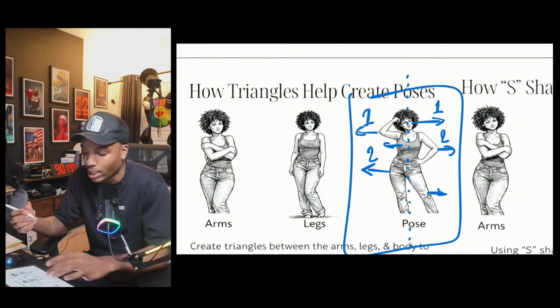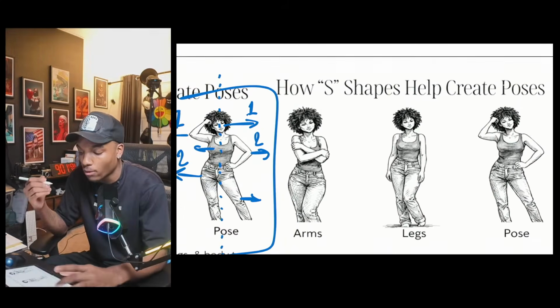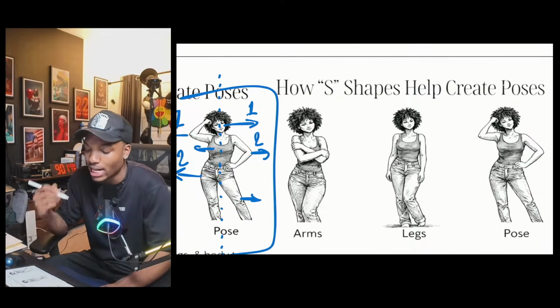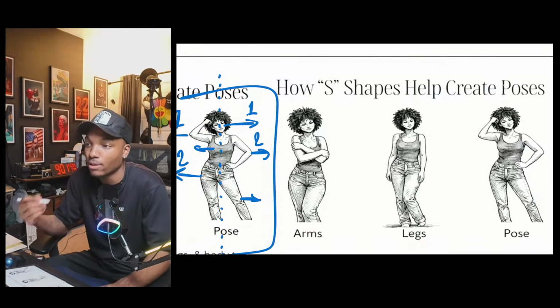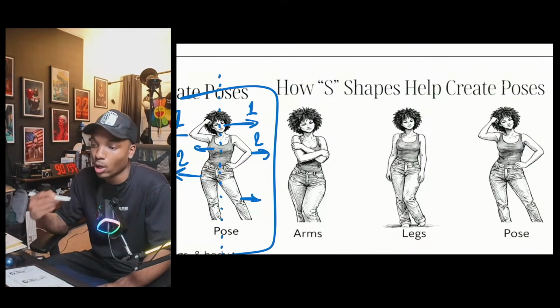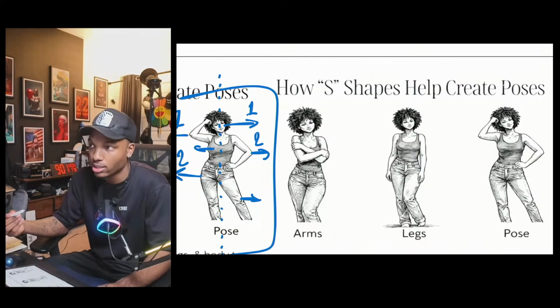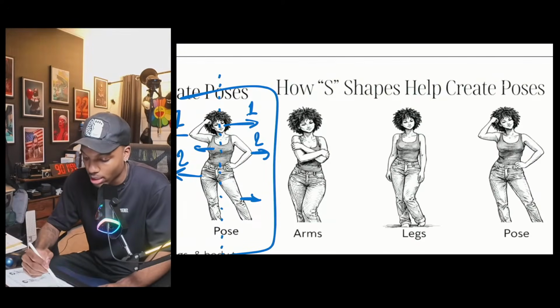And now when it comes to S's, let's break that down a little bit more for you guys too. It's the overall framing of the body. How can I create an S in the body, but also be able to fit triangles within it? I create my S first, then I create my triangle second. Why? Because arms and limbs create triangles, bodies create S's.